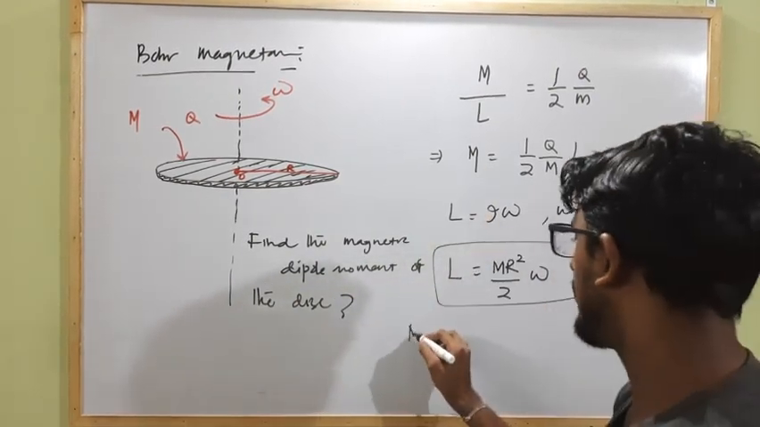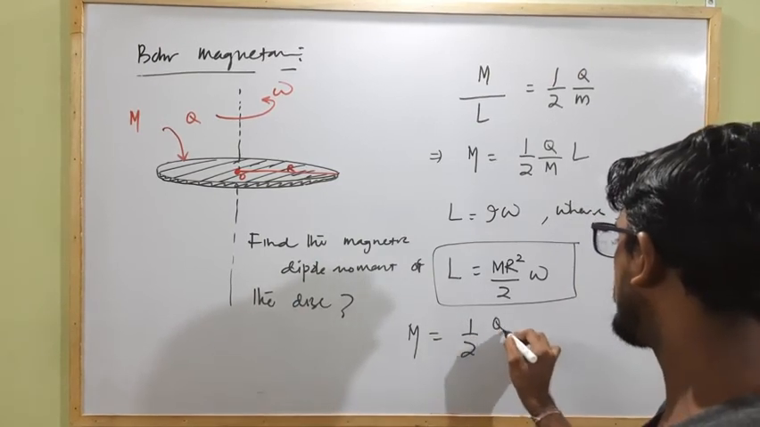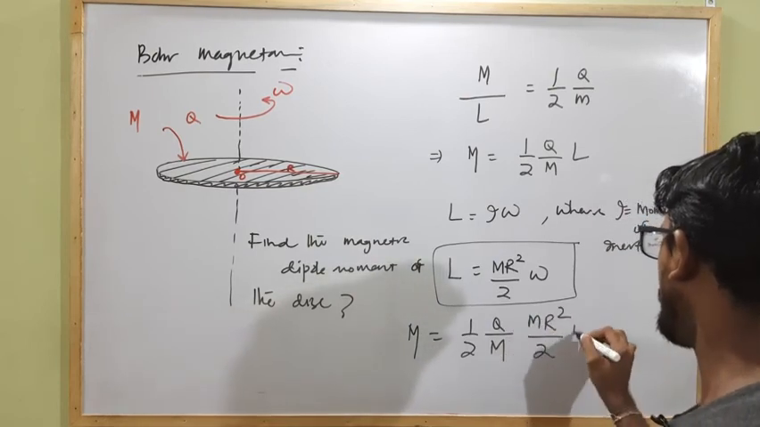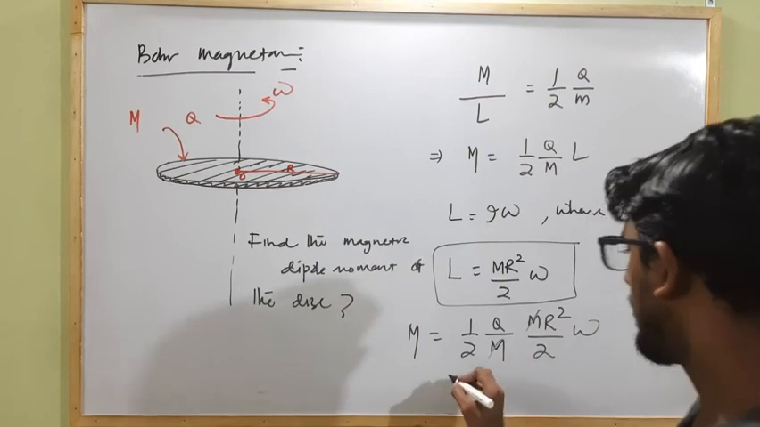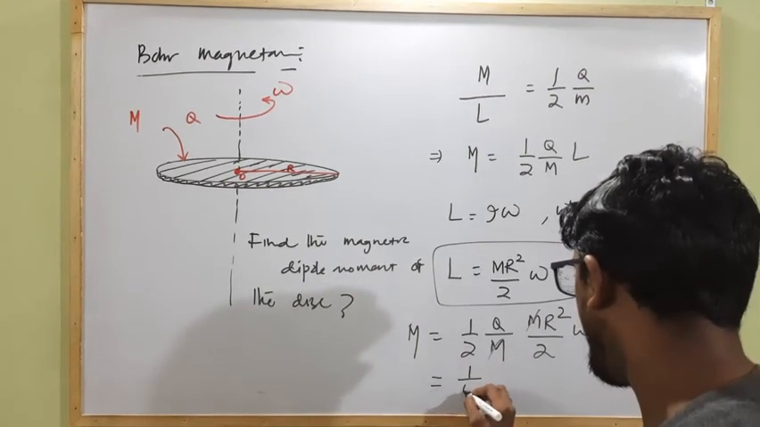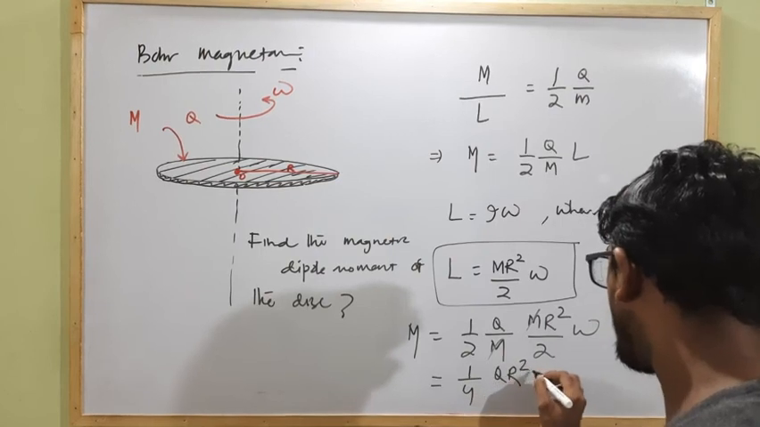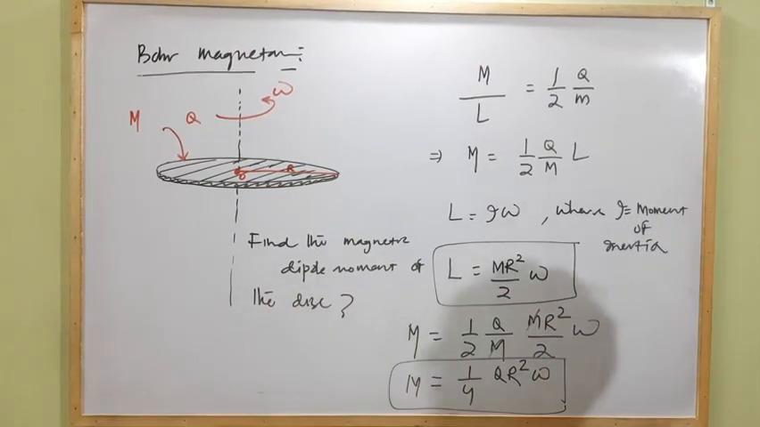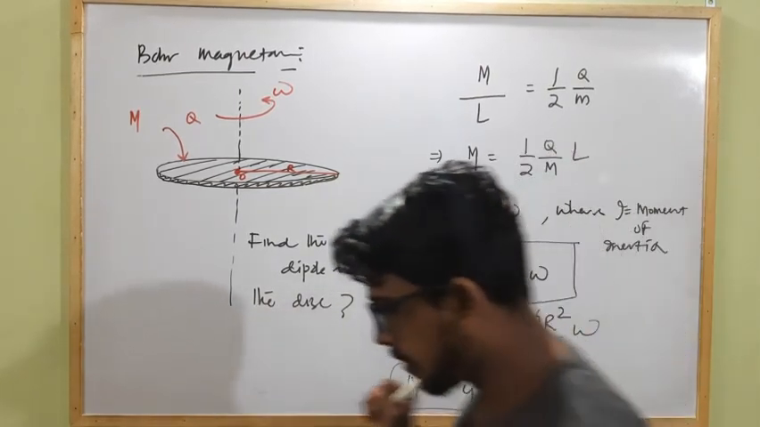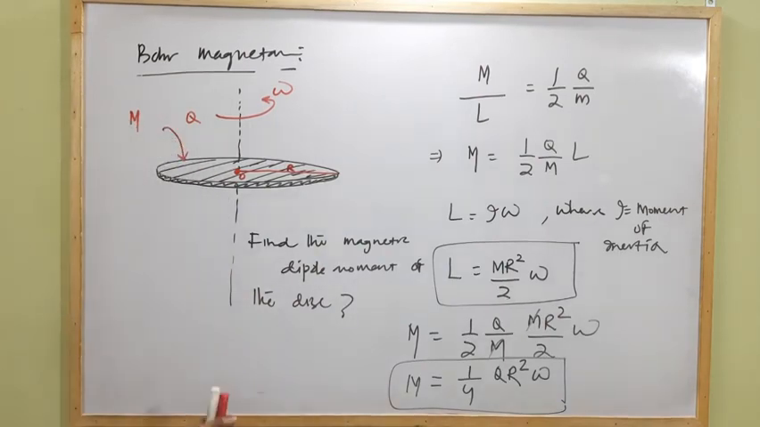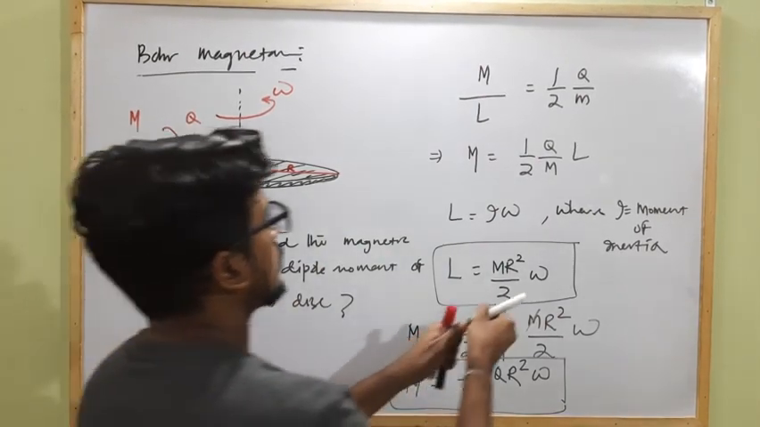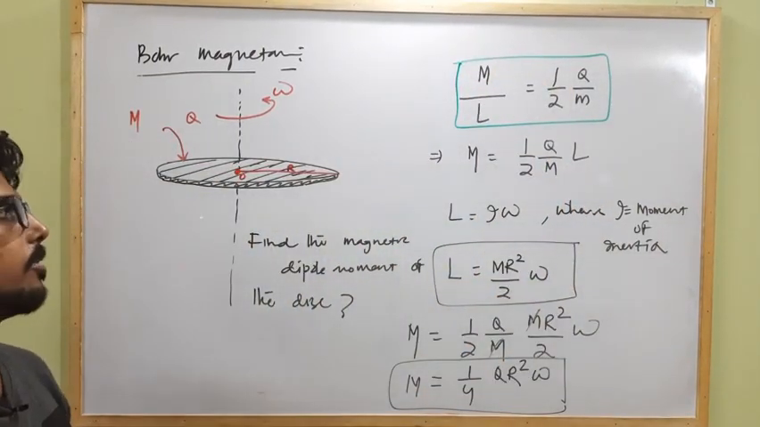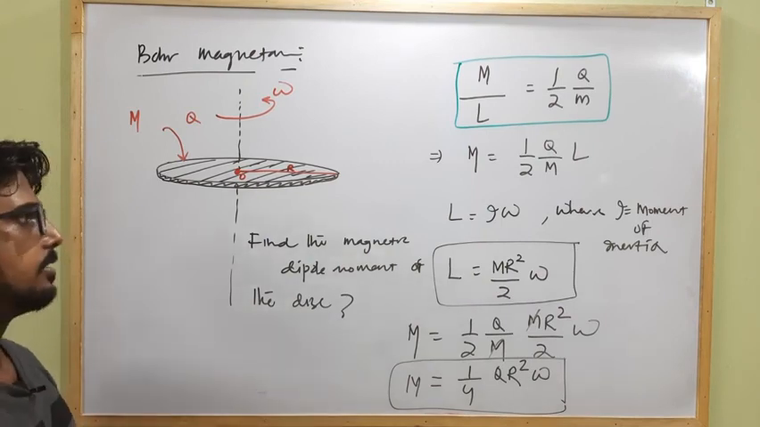So the magnetic dipole moment M will become half, charge of the disk divided by mass of the disk, into angular momentum, that is M r square by 2 into omega. M will get cancelled. So the magnetic dipole moment will be 1 by 4 q r square omega. This is the expression for the magnetic dipole moment of the disk. This is how we can calculate the magnetic dipole moment by using this relation. Clear? You can easily find the magnetic dipole moment of any object.